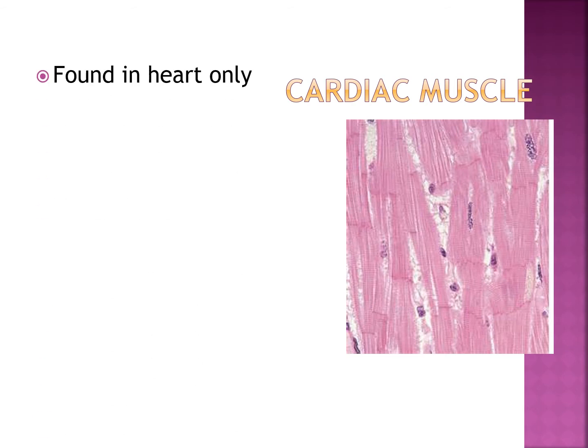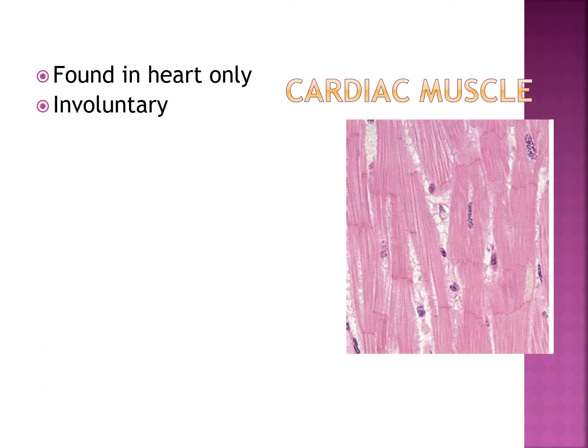And so in the case of your cardiac muscle, it's found in the heart only. And in my video where I discuss the heart and the chambers and how it works, it goes into cardiac muscle in a lot more detail. But for this purpose here, we're just looking at the general characteristics of the three categories of muscle tissue. So cardiac muscle is the tissue that makes up the organ, which is the heart.